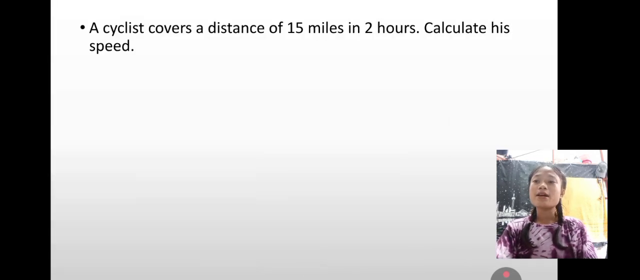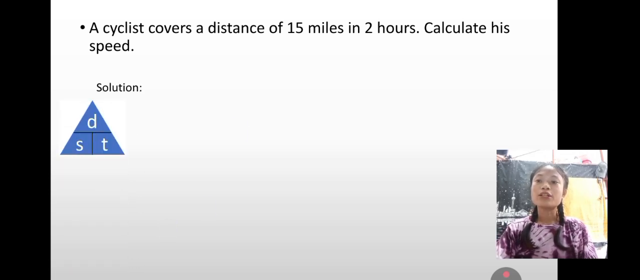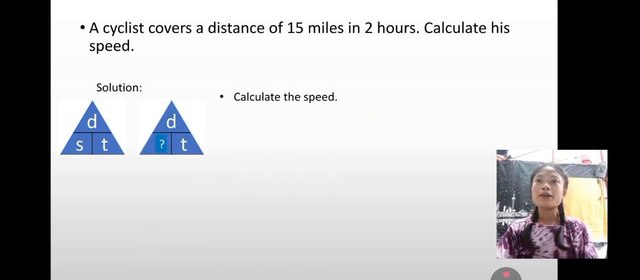Next word problem. A cyclist covers a distance of 15 miles in 2 hours. Calculate his speed. Here is our standard formula. First step, identify what's being asked. That is what we are looking for: calculate the speed.